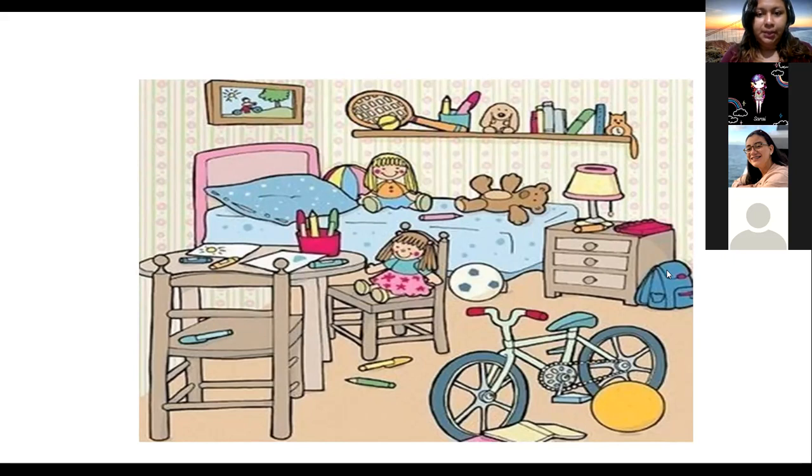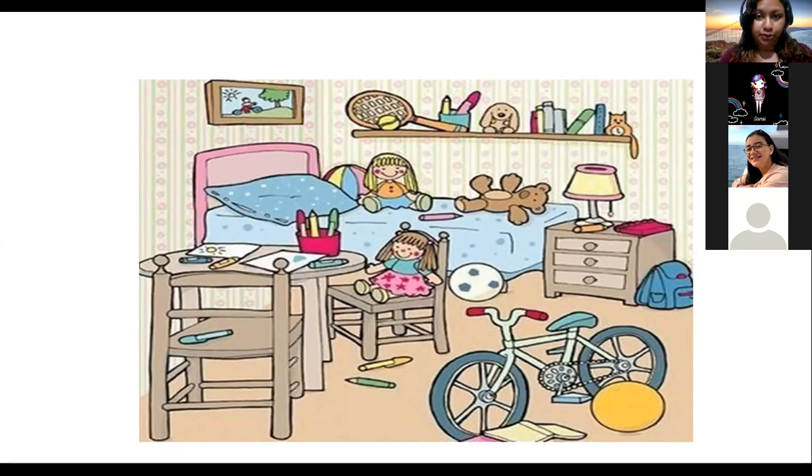Now I see, where is the pencil bin? Where is the pencil bin? This one. Where is the pencil bin? The pencil bin is on the table. Okay, very good. It's on the table. On the table. Very good. Now, where is, it's a question that is singular.